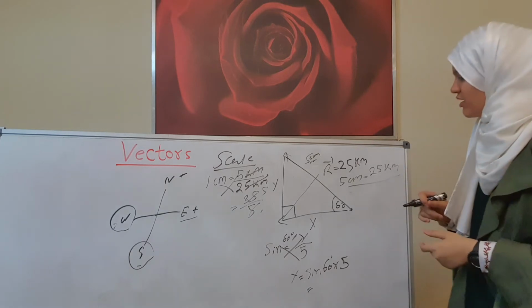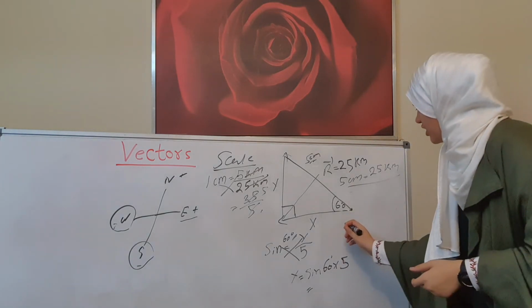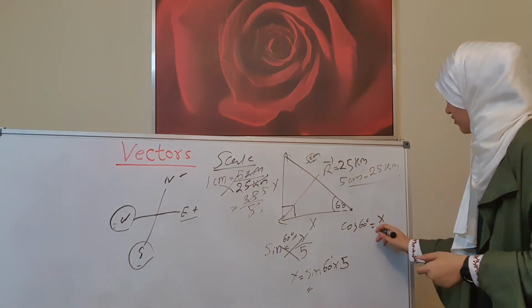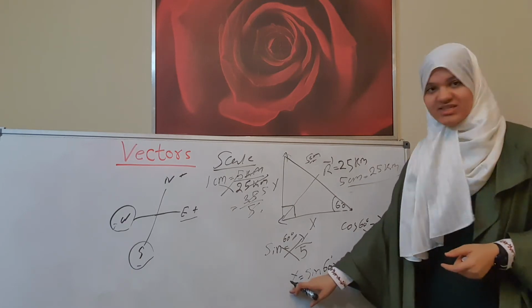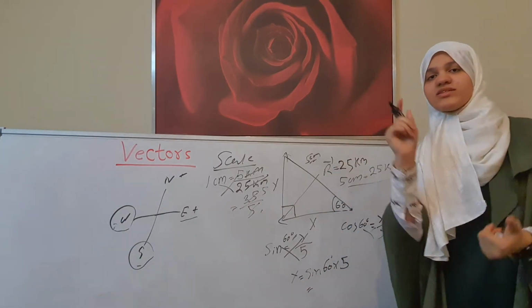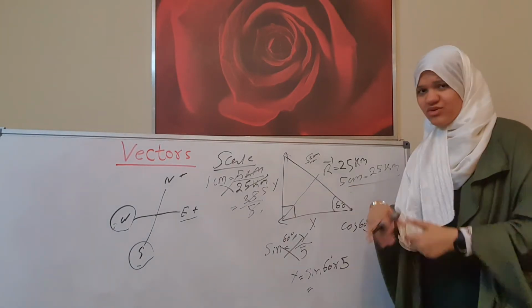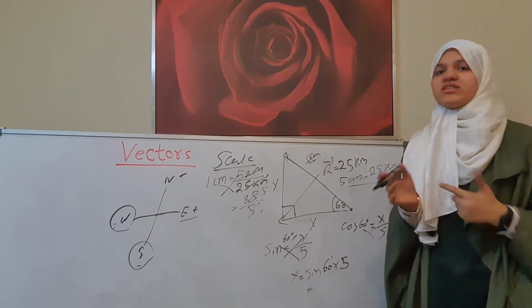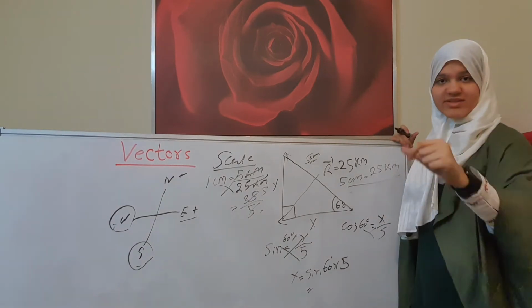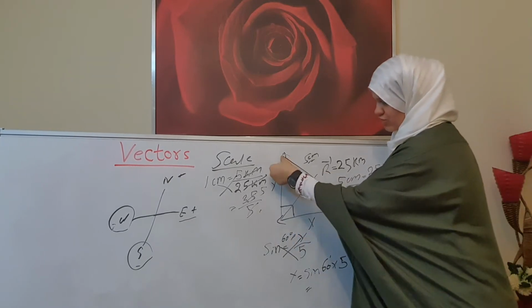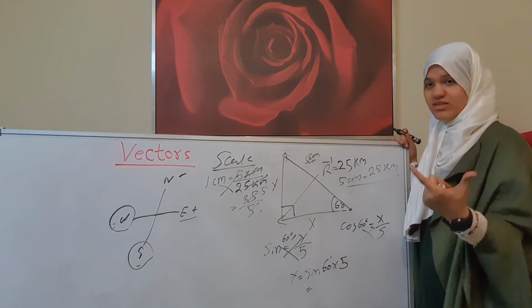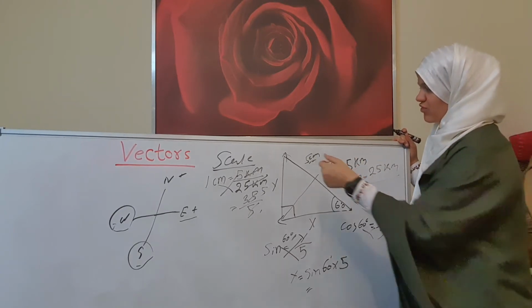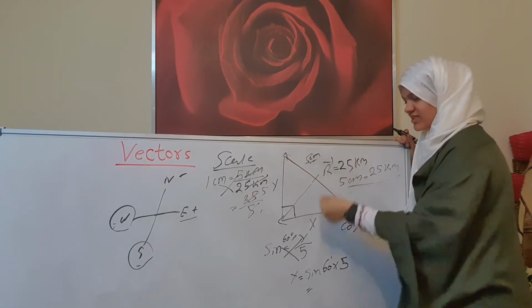After that, what? Cos. That means cos 60 degrees is equal to what? X over 5. Then crisscross, then it will be the same thing. X is equal to cos 60 degrees times 5. After you multiply, it will bring you a decimal, or you can take the two numbers after the decimal, and you will measure it by the scale in the notebook or on the paper, and you will find that the resultant is the same, 5 centimeters.